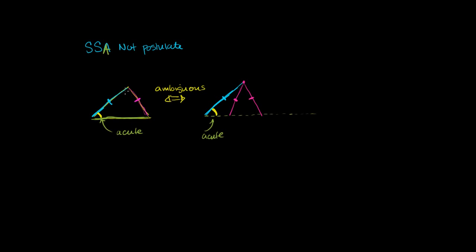So one option is that you have two other acute angles. So this could be acute, this is also acute, also acute, also acute. But then you had the option where this is even more acute, even narrower, and then this becomes an obtuse angle.